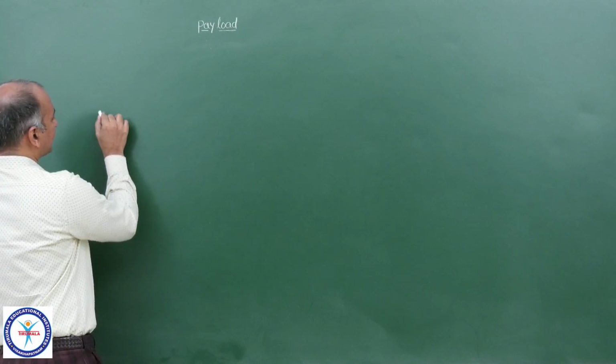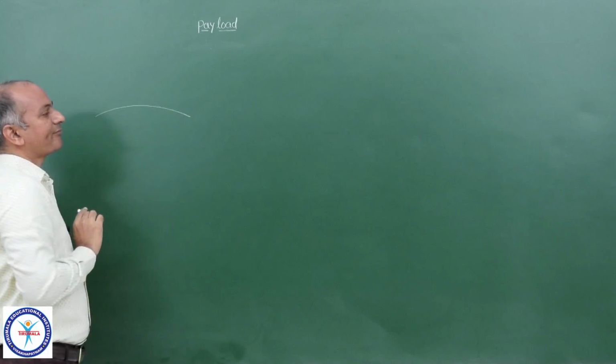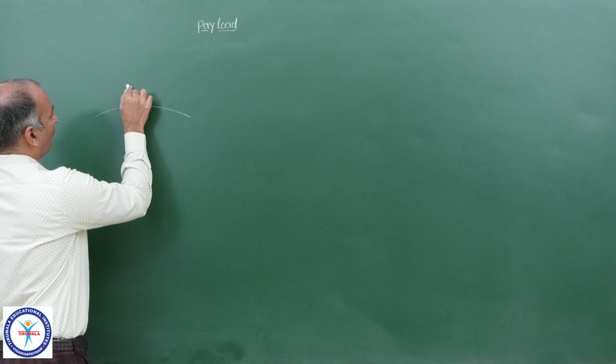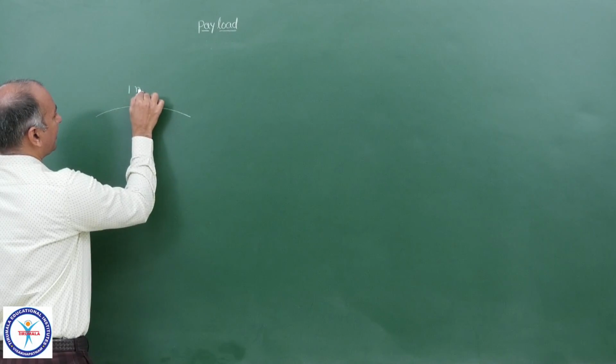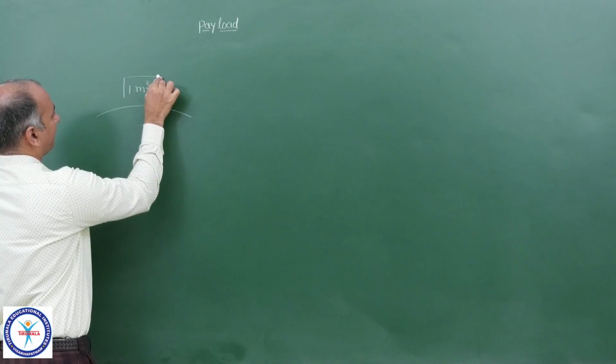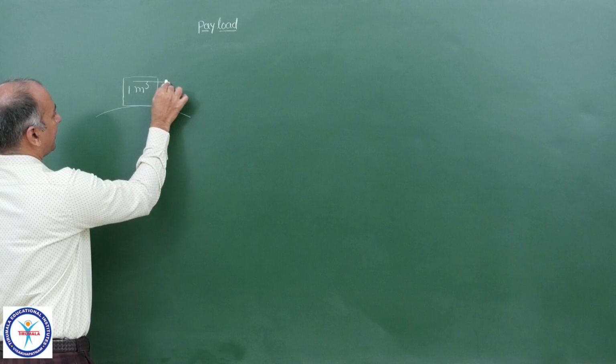Okay, for example, this is the earth surface, and on the earth surface you imagine 1 cubic meter of atmospheric air on the earth surface. 1 cubic meter.